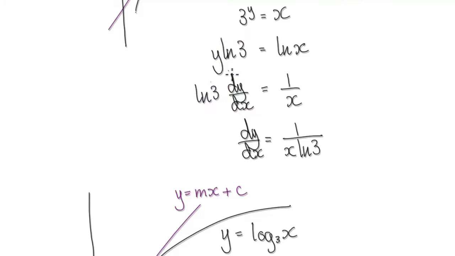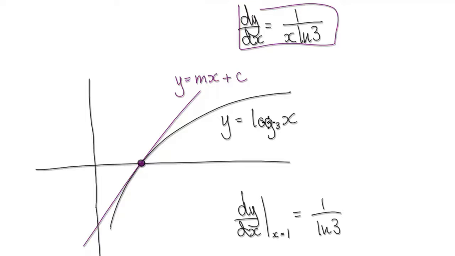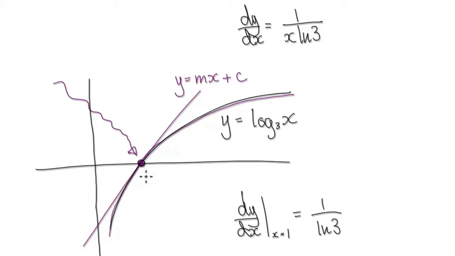Now your job is to get dy by dx on its own. So divide both sides by natural log of 3. So that will then give you this. So dy by dx is given by this. What that means is you now have the ability to work out the gradient anywhere along this curve, but you want it precisely at this point. Well, we need to know the location of this point. We need to know the x location of this point here.